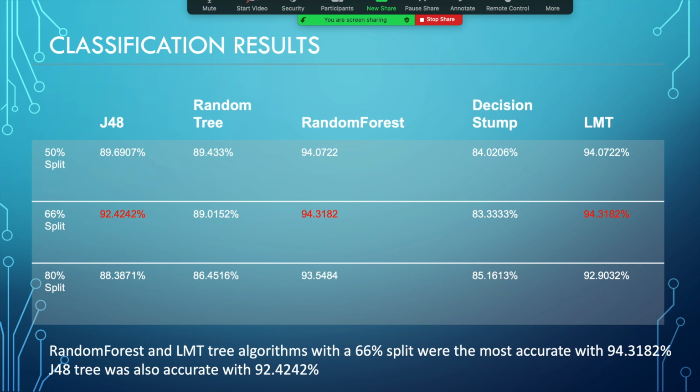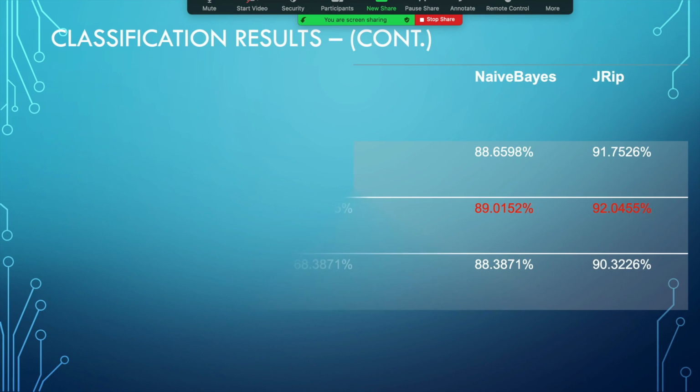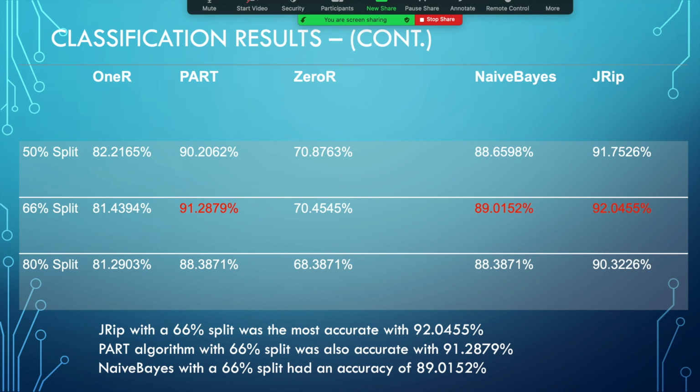Classification results: the random forest and LMT tree algorithms with a 66% split were the most accurate with 94.31%. J48 tree was also accurate with 92.42%. JRip with a 66% split was the most accurate rule model with 92%. The PART algorithm with a 66% split was also accurate with 91%. Naive Bayes with a 66% split has an accuracy of 89%.